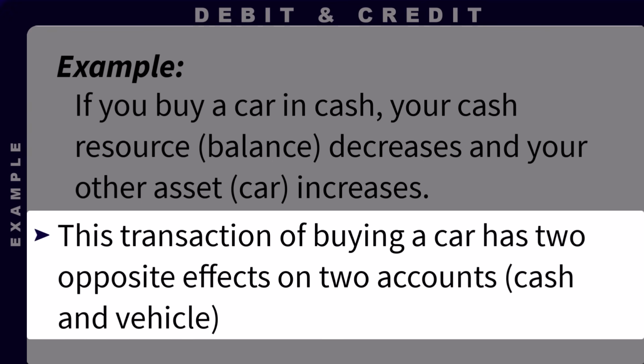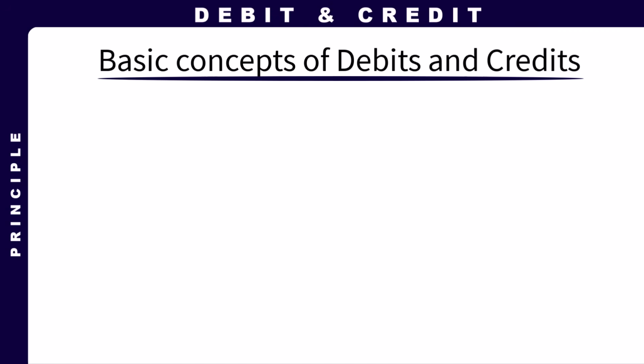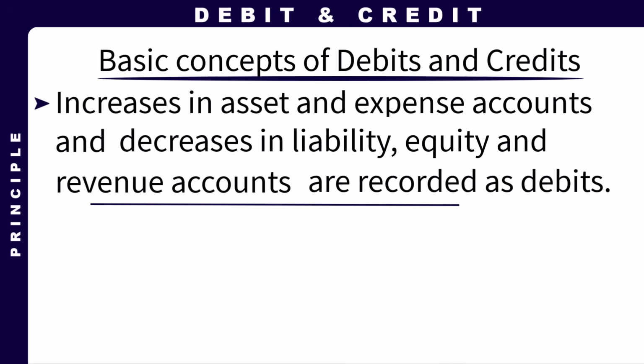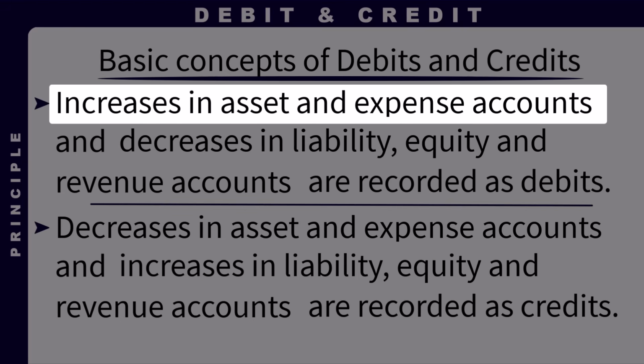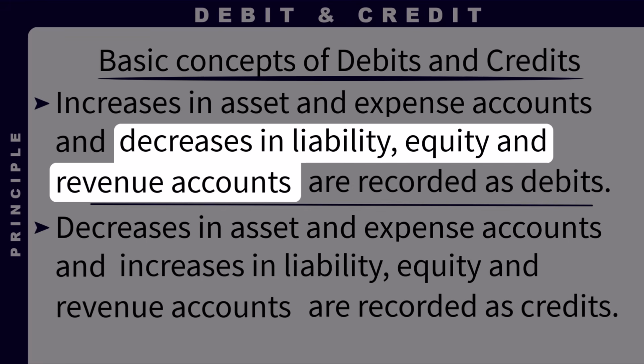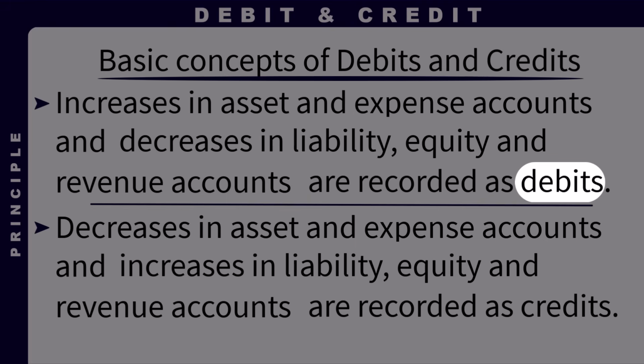Now, let's see the governing principle of debits and credits. That is, when does a debit mean an increase or a decrease? And similarly, when does a credit mean an increase or a decrease? All right, here are the two principles or rules of debit and credit. Increases in asset and expense accounts and decreases in liability, equity, and revenue accounts are recorded as debits to those accounts.